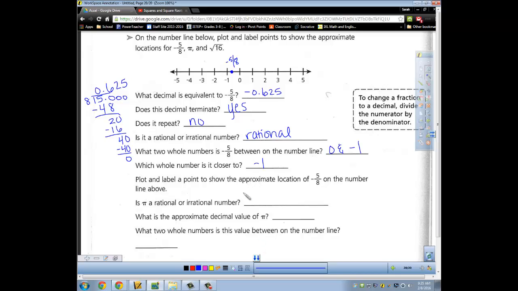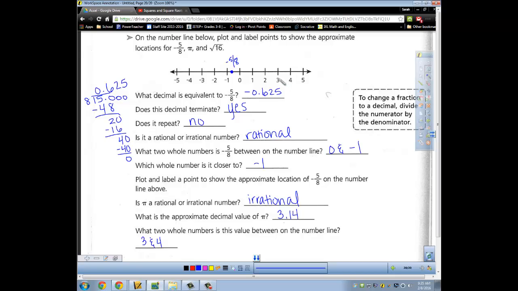Is pi a rational or irrational number? Well, I told you it's irrational because it's a decimal that goes on forever and does not repeat. What is the approximate decimal value of pi? When we talk about pi, we typically use 3.14. What two numbers is that between? That's between 3 and 4. So I'm going to put a dot.